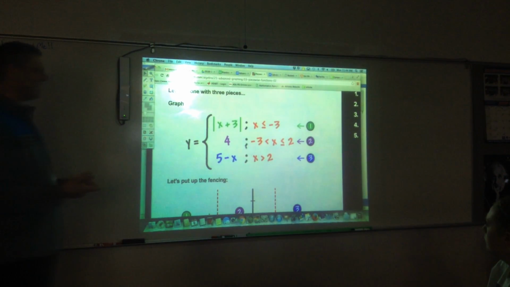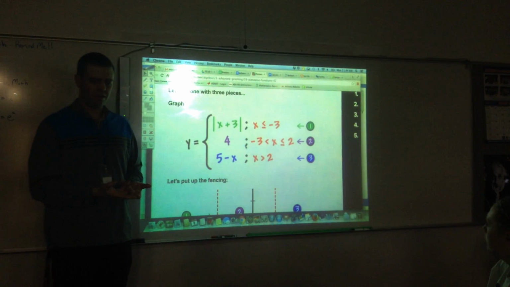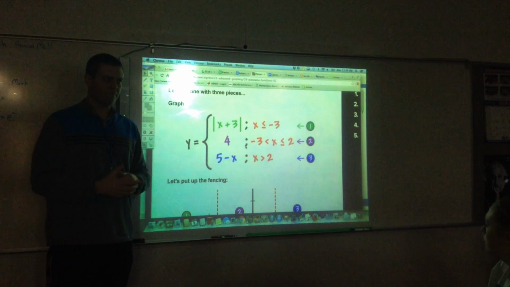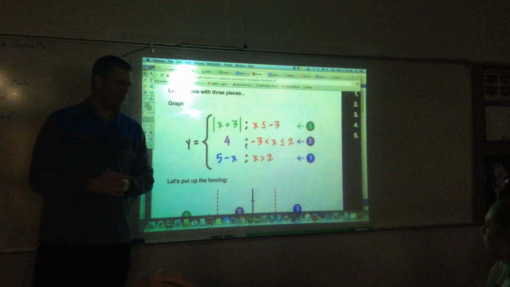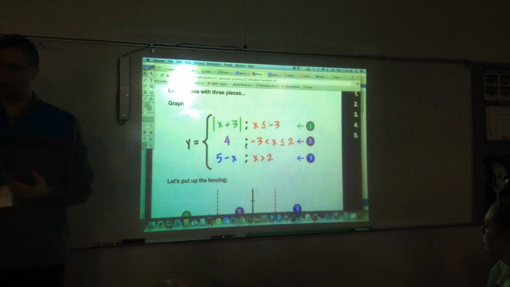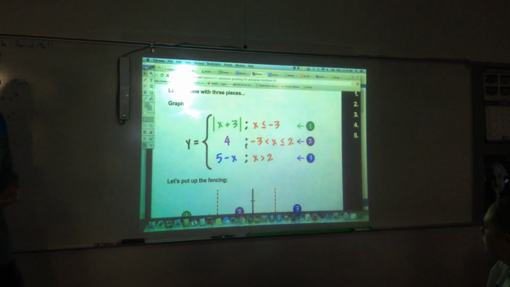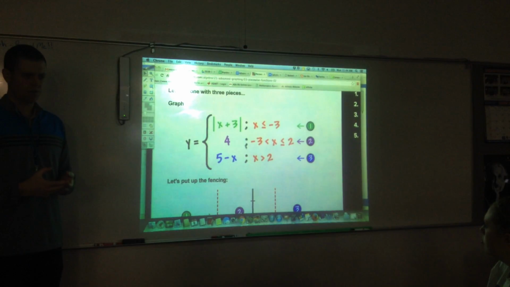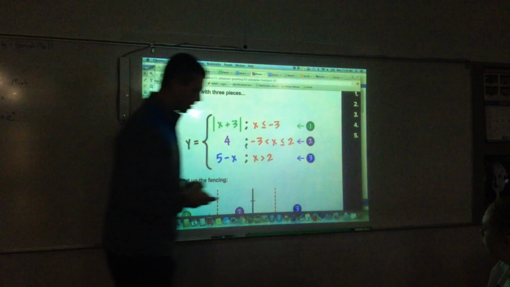What if I need to plug in 10 for x? Where do I do that? Down on the bottom, right? 5 minus 10 would be negative 5. So when x is 10, y is negative 5. So far, so good?